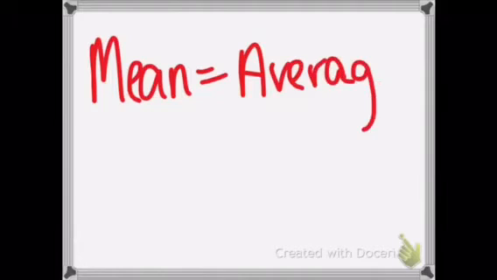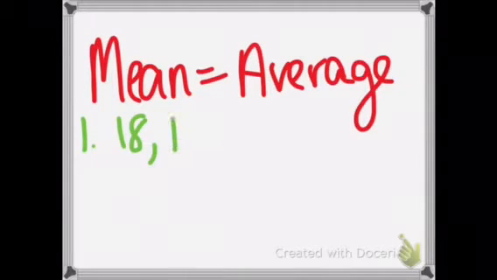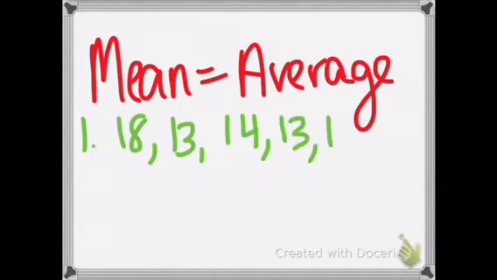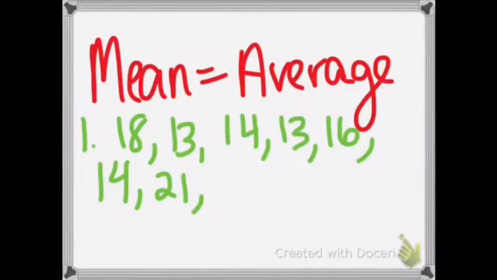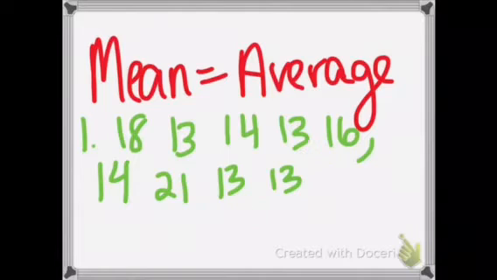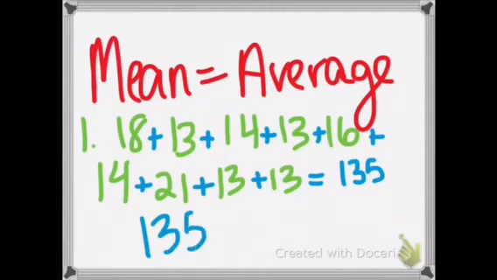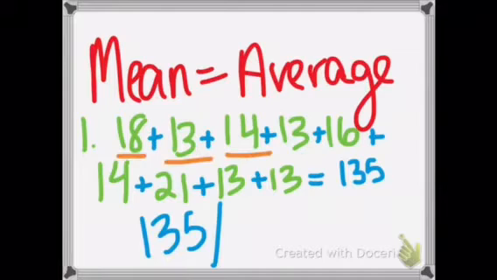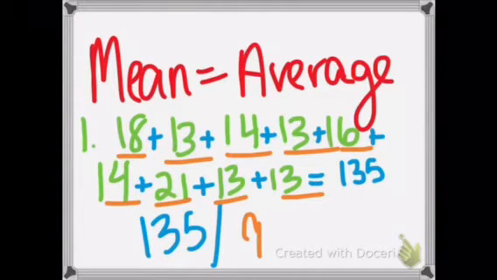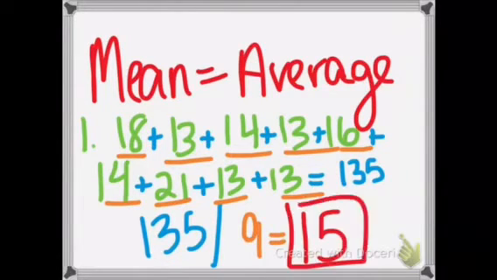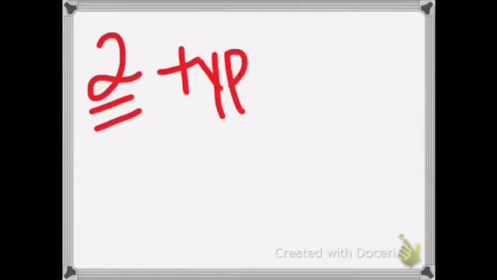The mean is the sum of the data entries divided by the number of entries. Mean equals average. Say we have a problem containing the numbers 18, 13, 14, 13, 16, 14, 21, 13, and 13. We're going to add all of these numbers together to get 135. Now we're going to divide 135 by 9, because there are 9 numbers, and it's going to equal 15, so the mean is 15.